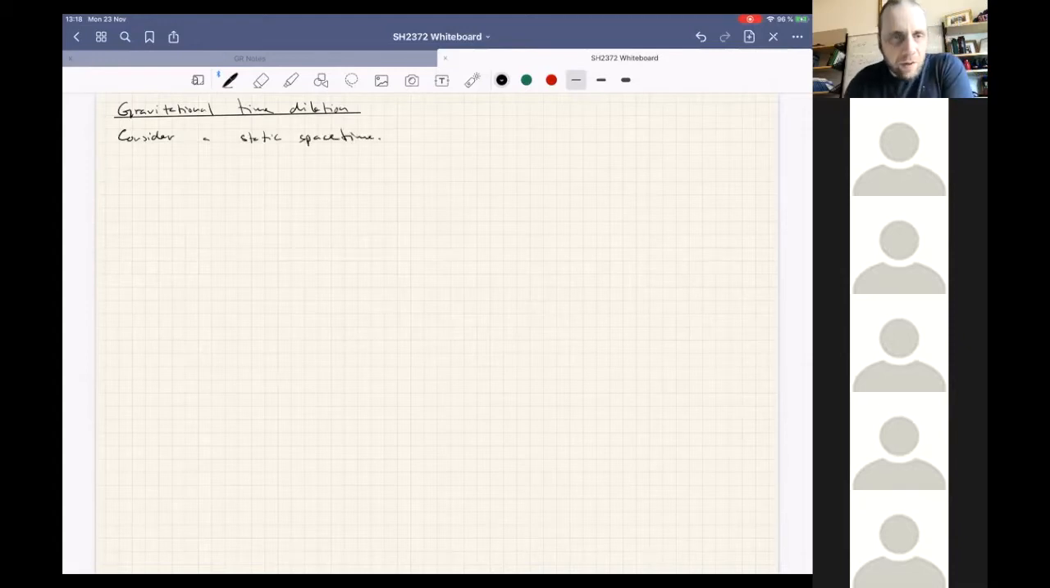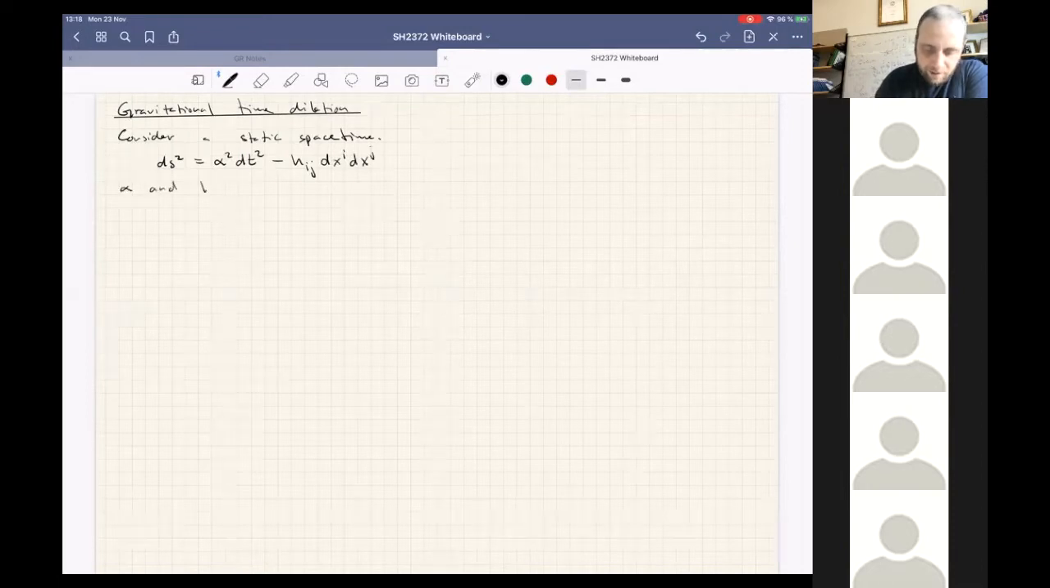Now if we look back at the lectures from last week, a static space-time is a space-time that has a time-like Killing field, which does mean that we're going to be able to find coordinates such that the line element is some function alpha squared times dt squared minus some h_ij dx^i dx^j, and here alpha and h_ij are functions of x^i only. So they are only functions of the spatial coordinates here.